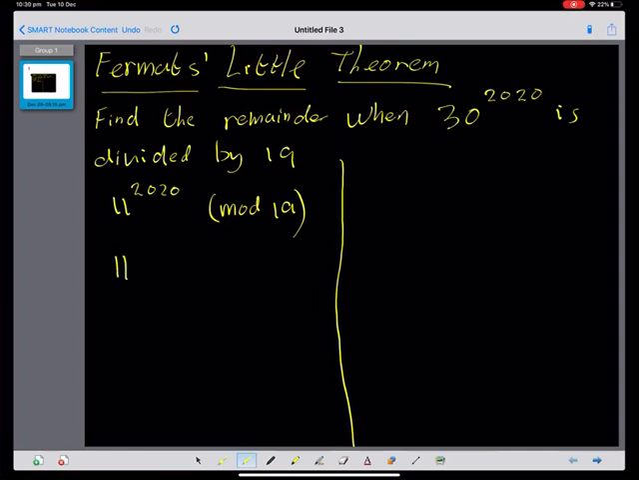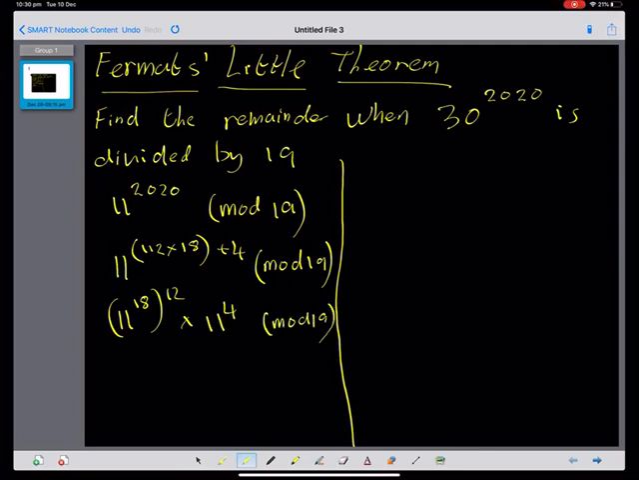Now let's divide 2020 by 19 and see what we get. If we divide 2020 by 18, we get 112, and if we multiply that by 18, that gives us the integer part, and then we need to add 4 on to get back to 2020. Just verify that on your calculator. And let's do some algebraic manipulation. So this is 11 to the power of 18, all to the power of 112, multiplied by 11 to the 4, and we're still in mod 19. We know by Fermat's little theorem that this is just simply 1. So we've got 1 multiplied by 11 to the 4 mod 19.